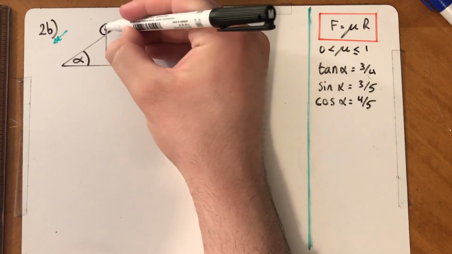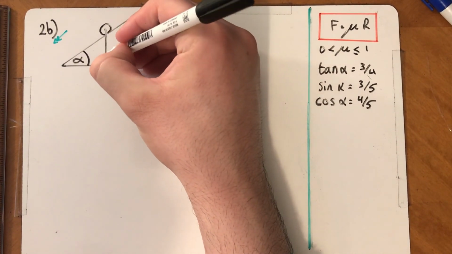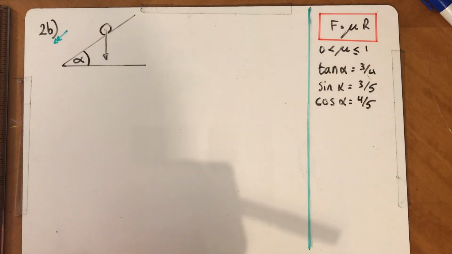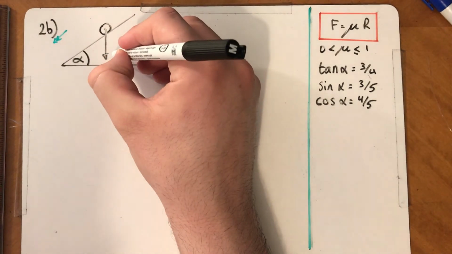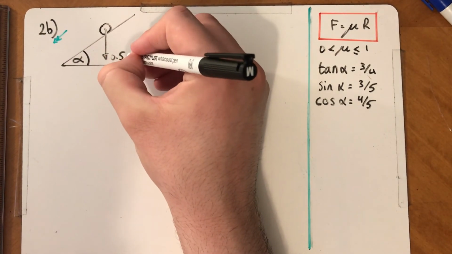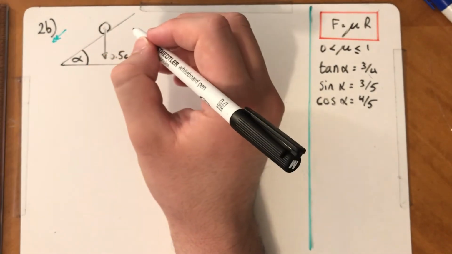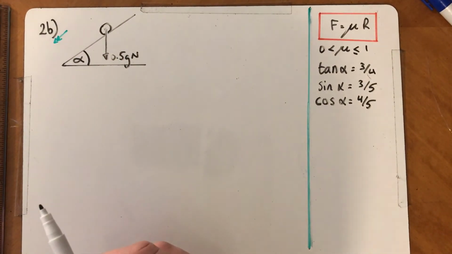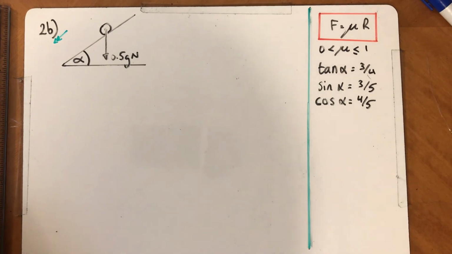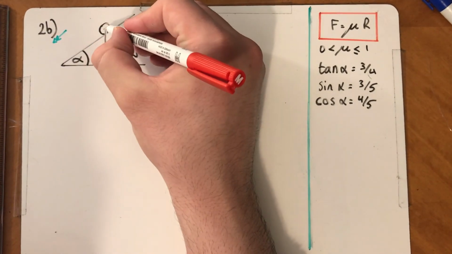Okay, so the weight always acts vertically downwards. And we know the mass is 0.5 kilograms. So the weight is therefore 0.5 g newtons. Okay, so now I'm going to resolve the weight into its constituent components, perpendicular and parallel to the slope.